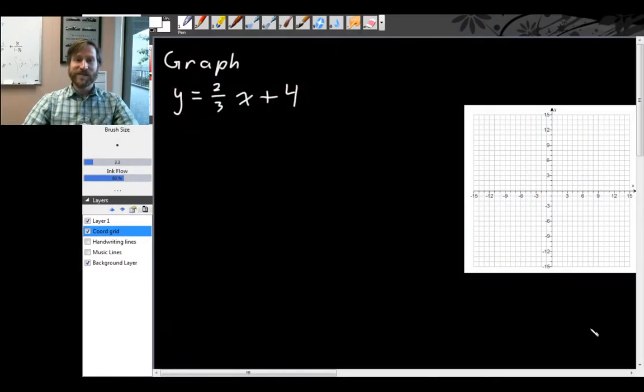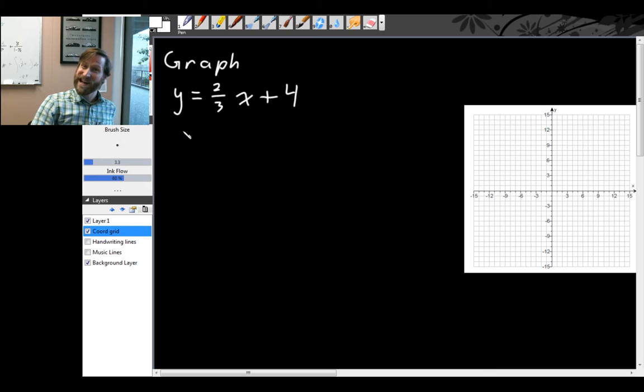Here's the second video in the series on fundamental skills from Math 084. So this time we're going to talk about graphing lines. Here's the equation of a line for us to graph: y equals 2/3 x plus 4. This equation is already in slope-intercept form, and slope-intercept form is the form we want our equation to be in to make it easy to graph.